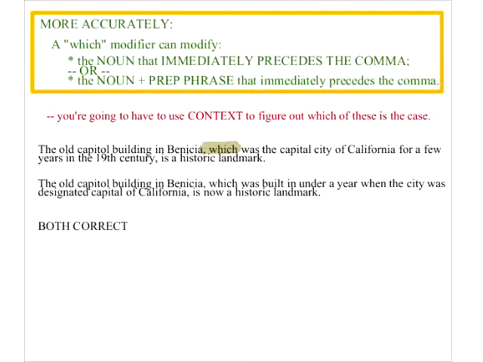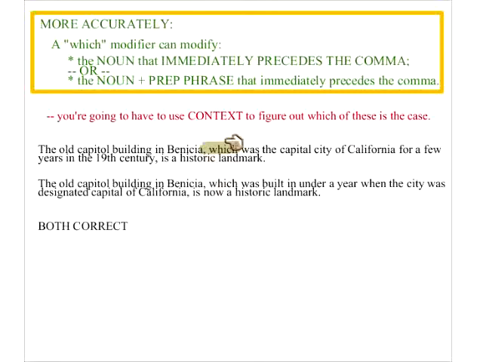Okay, we've got a couple of people saying building. Remember that when you read, you need to understand the context of the sentence. The context of the sentence here is that Benicia was once the capital of California. Actually was, if any of you know California, it's like this little out-of-the-way town now, but it was capital for a while.